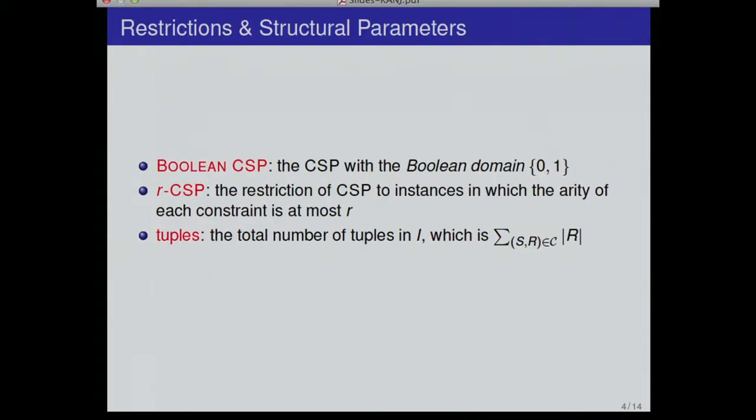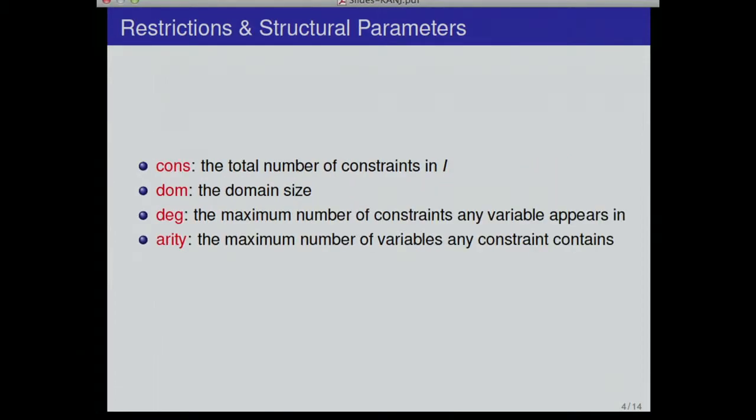So here are some of the restrictions and structural parameters that we focus on. By Boolean CSP, we denote the CSP with the Boolean domain. r-CSP denotes a CSP of bounded arity r, meaning each constraint contains at most r variables. Tuples is going to denote the total number of tuples in the instance. Const is going to denote the total number of constraints. Dom is going to denote the domain size. Degree is going to denote the maximum number of constraints any variable appears in, just like in satisfiability problems. And arity is going to denote the maximum number of variables any constraint contains.